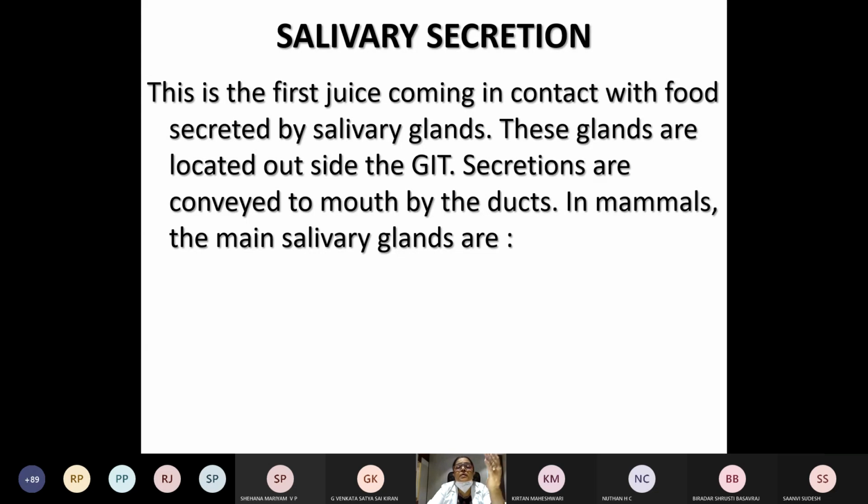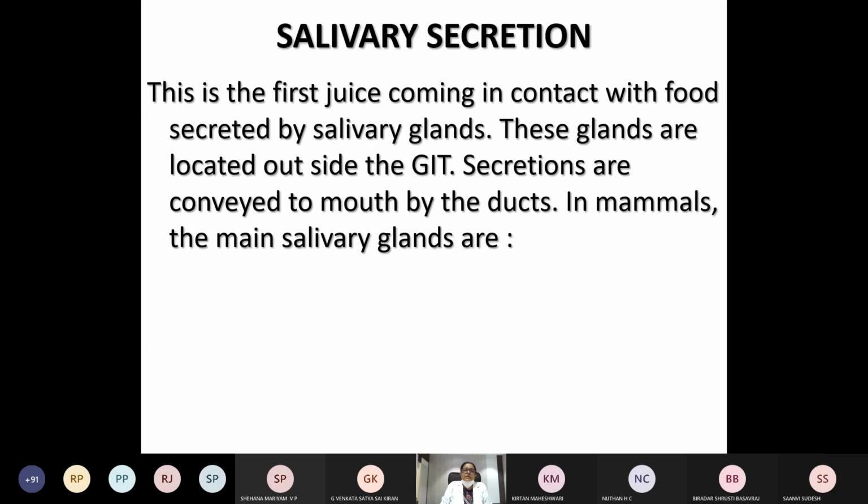The main important thing here is the composition of salivary secretion. They may ask us the composition for 3 marks, the functions of salivary secretion for 3 marks, and the applied physiology of salivary secretion for 3 marks. Remember that, these questions will come. A long question may or may not come, but short notes usually come here.